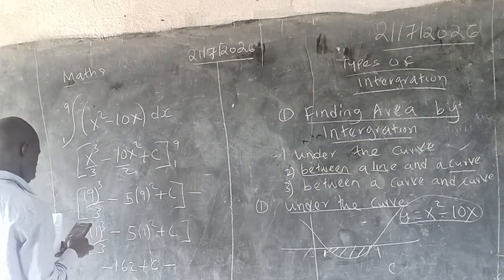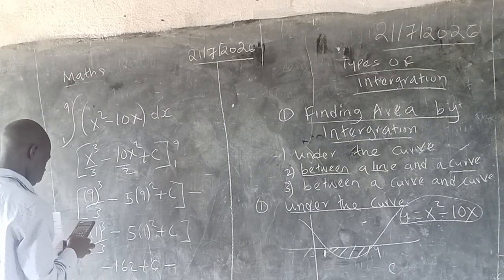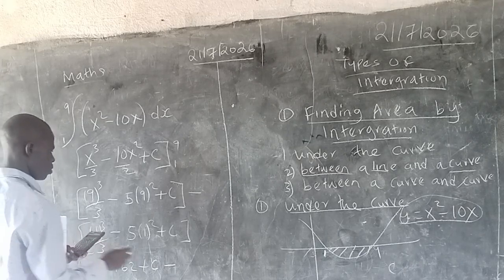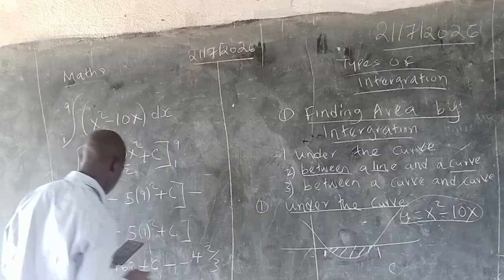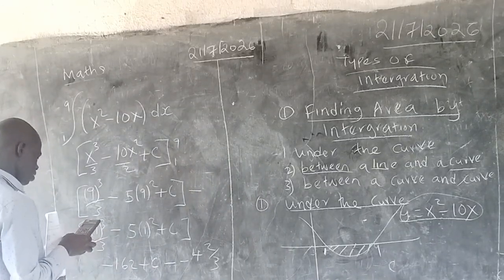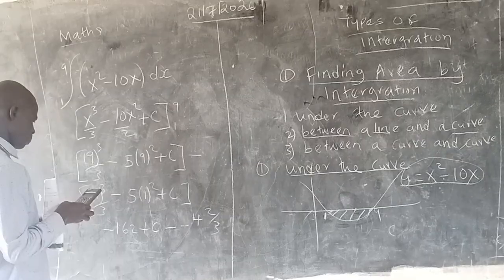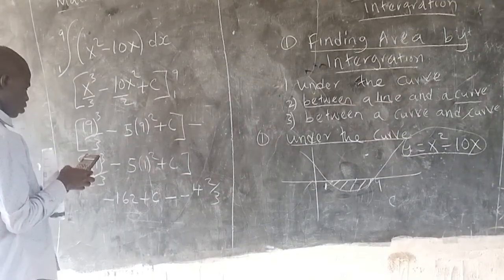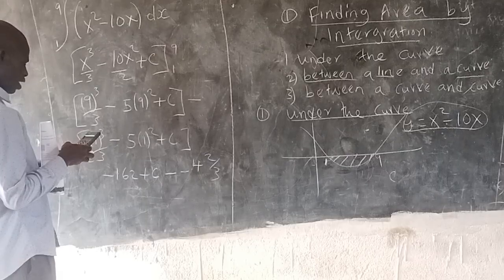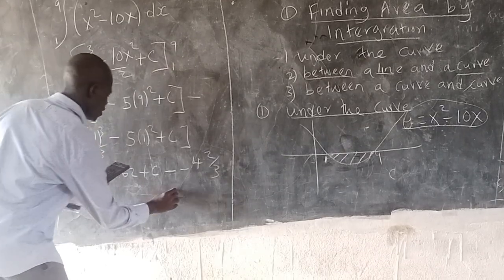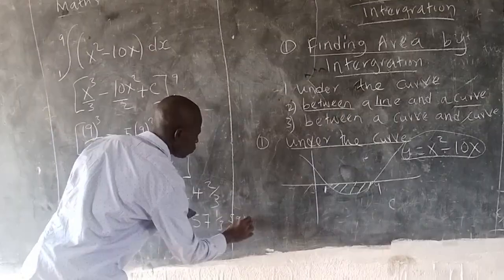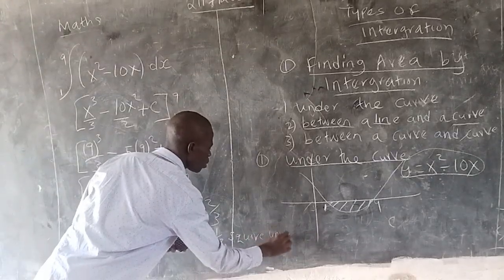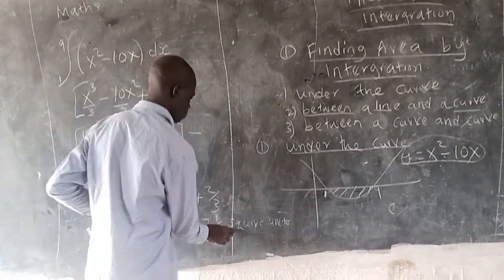Minus, minus 4 and 2 over 3. So when we have negative 162 minus 4 and 2 over 3, we find that we get 157 and a third square units. So the measurement here we use is square units.